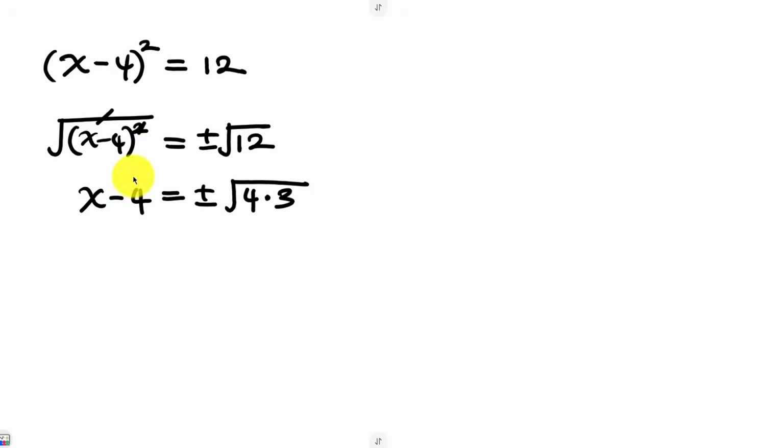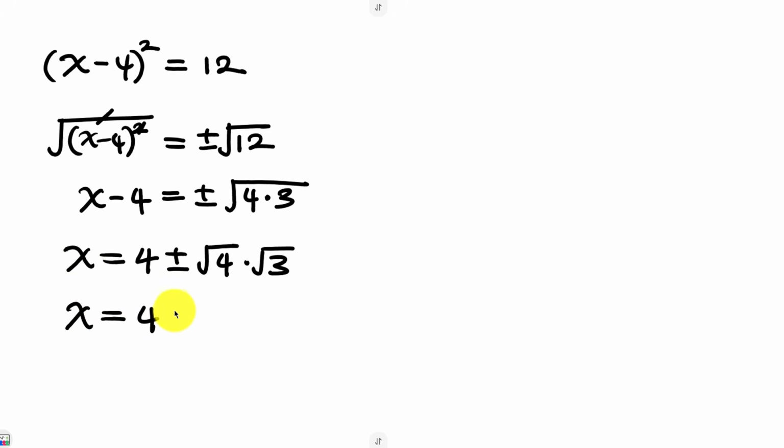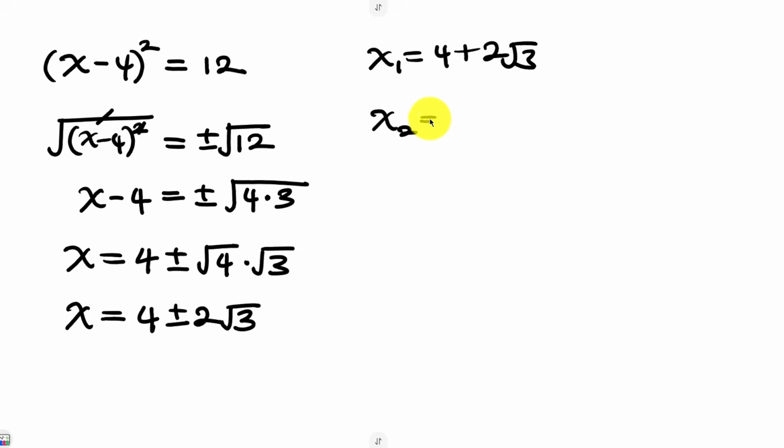Now let's move this negative 4 to the right-hand side so that we have x to be equal to, as negative 4 crosses, it becomes positive 4. Plus or minus, now this can be simplified into the square root of 4 times the square root of 3. Now leaving behind x equal to 4 plus or minus, the square root of 4 is 2, times the square root of 3. So we have two values of x from here, of which the first value of x is 4 plus 2 root 3, and then the second value of x is 4 minus 2 root 3.